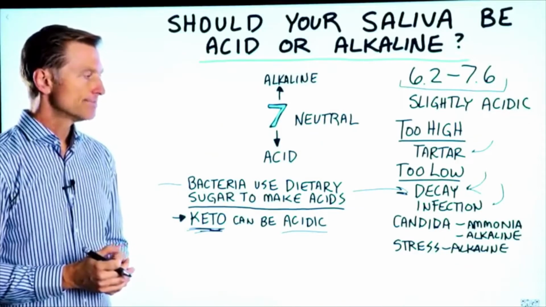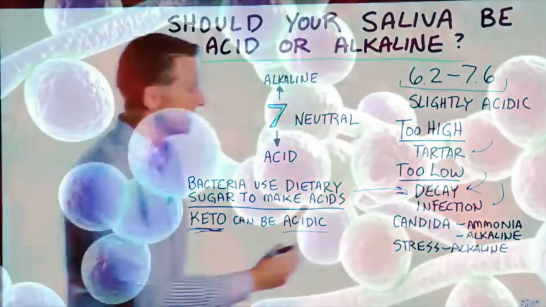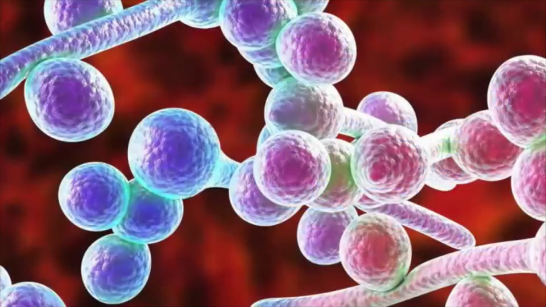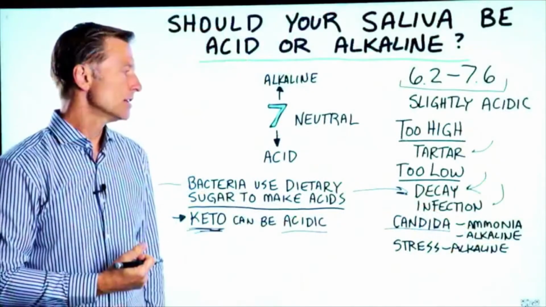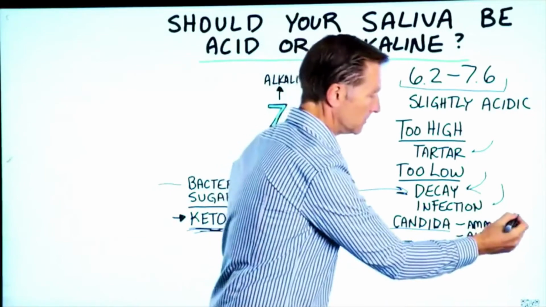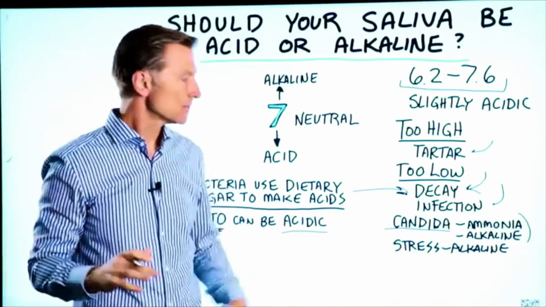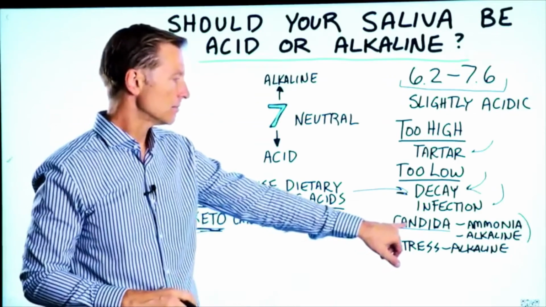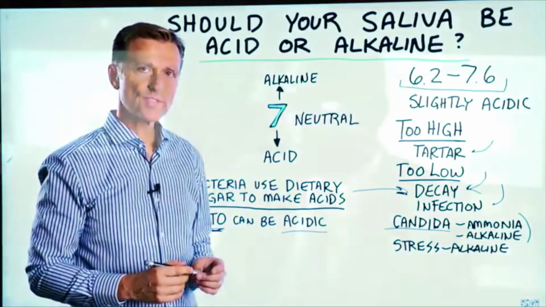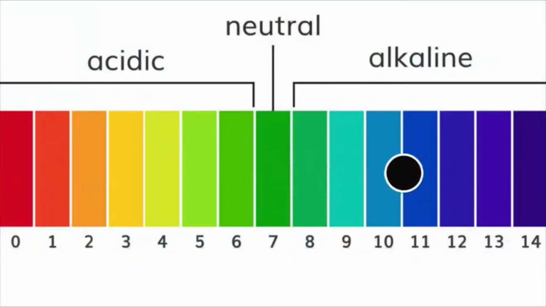Now, if someone has candida in the mouth, they're going to develop excessive amounts of ammonia. And ammonia is very alkaline. So that can really throw off your entire pH from this infection right here. And also, if someone is under chronic stress, they tend to become excessively alkaline, which is interesting.